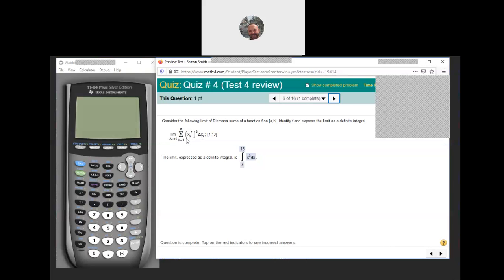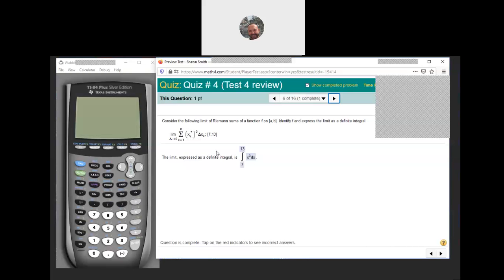That's going to determine the height. So this first factor, x sub k star cubed, determines the height. That is the actual function, for given values of x, times the change in x. This is your width right here. This is your height. This is your width.